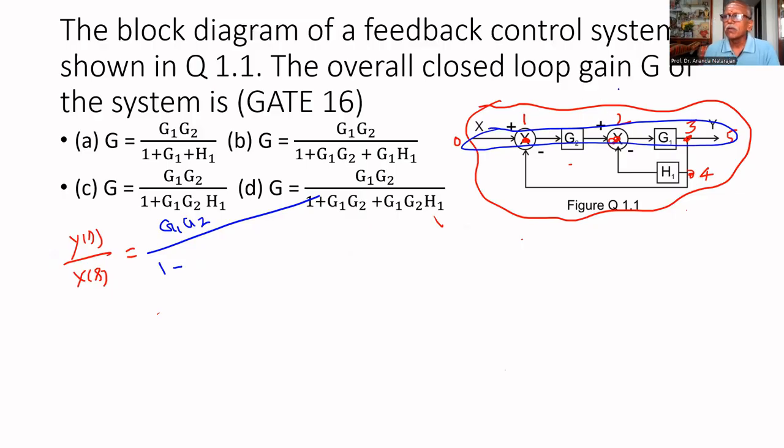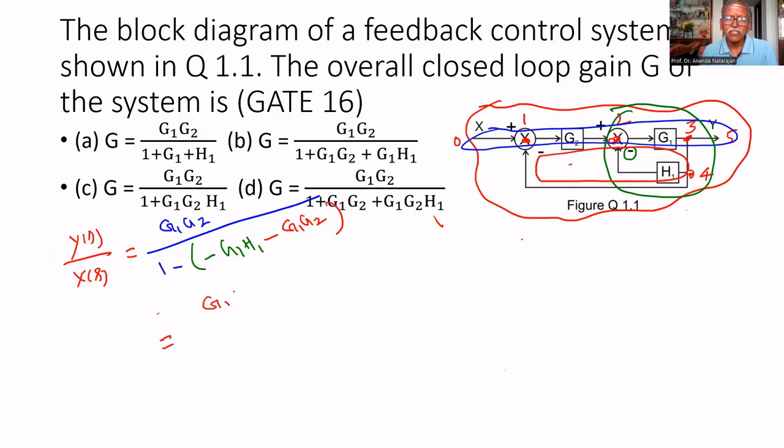sum of products of individual loops. This is one loop. This is one loop. Negative is there. That's why minus G1 H1, minus another loop. This is the second loop. That is G1 G2, with unity gain. That's all.